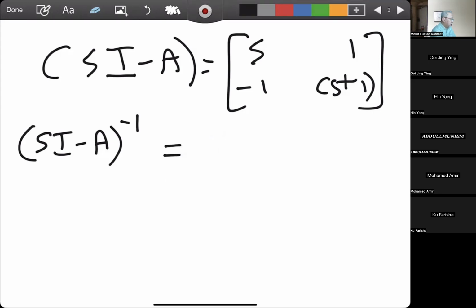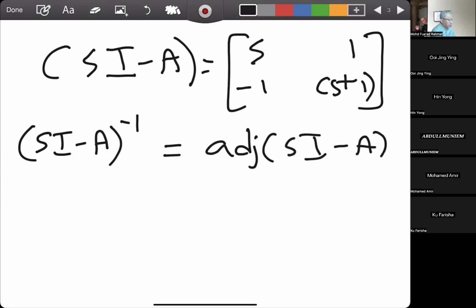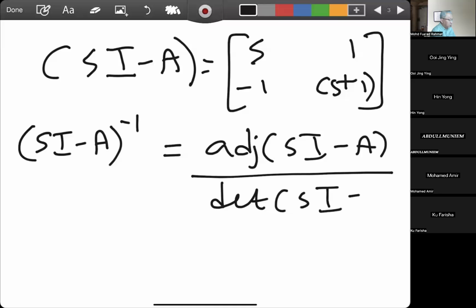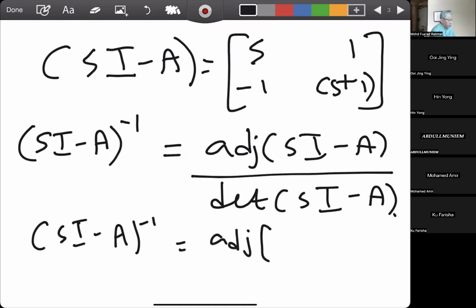The adjoint. Correct. This is what you mean? Yes, doctor. What is the adjoint? Changing the position of A and D, and then the values of B and C will become negative.